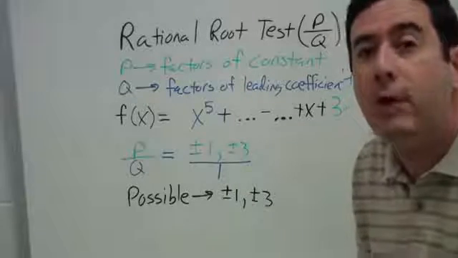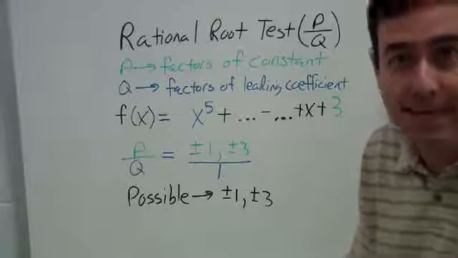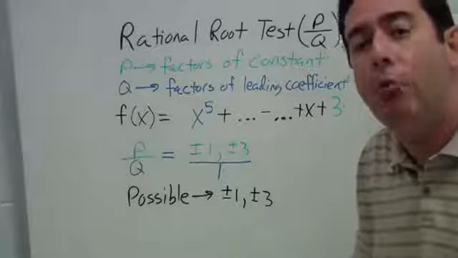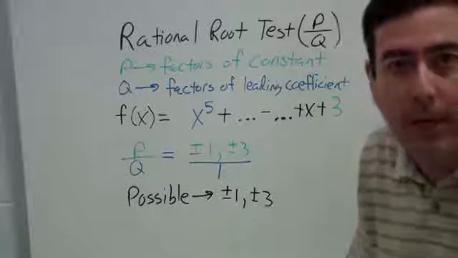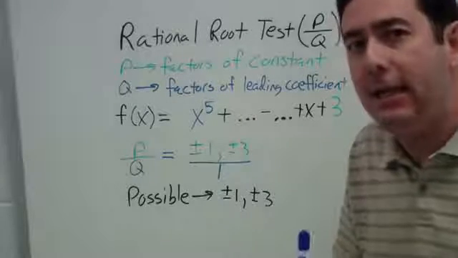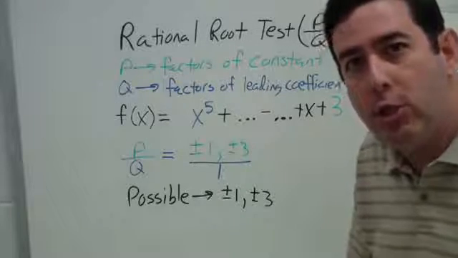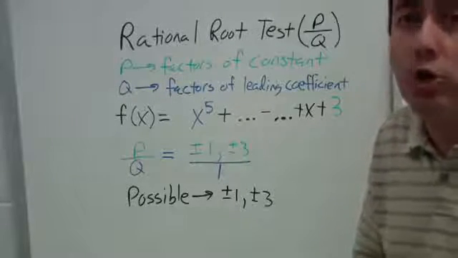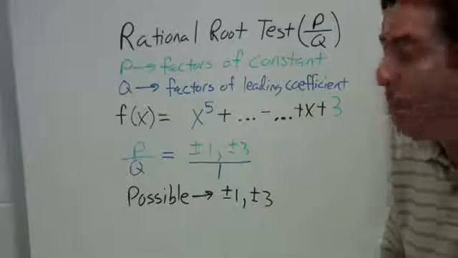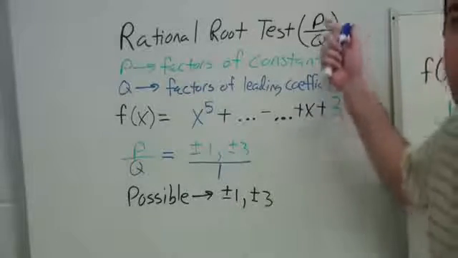When you're trying to figure out things that you might divide by to get rational roots for a polynomial, you need to get a list of things that might work. One way for us to do that is what is called the rational root test. Some people call that the P over Q method.